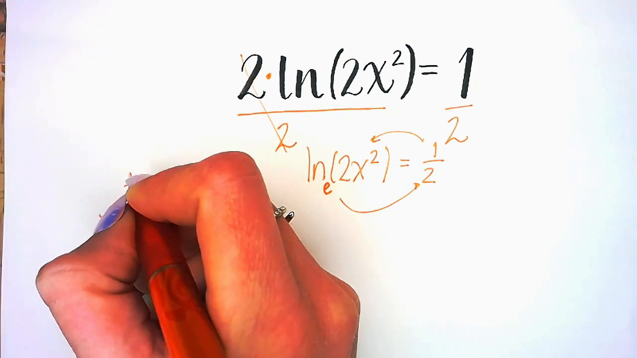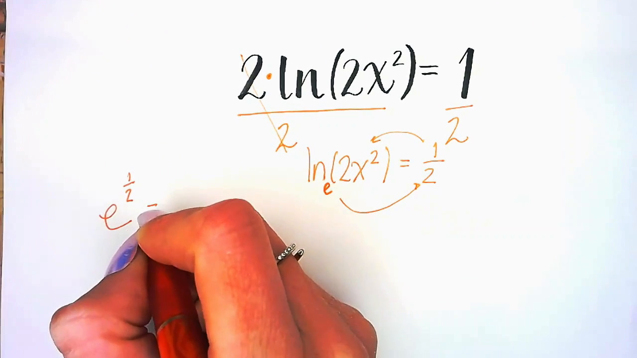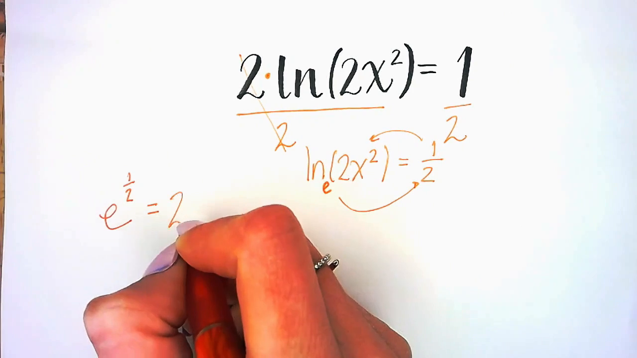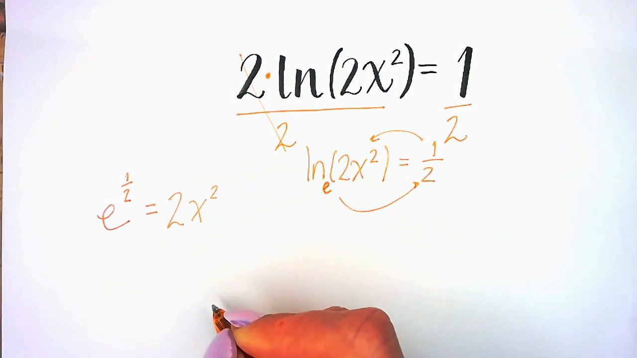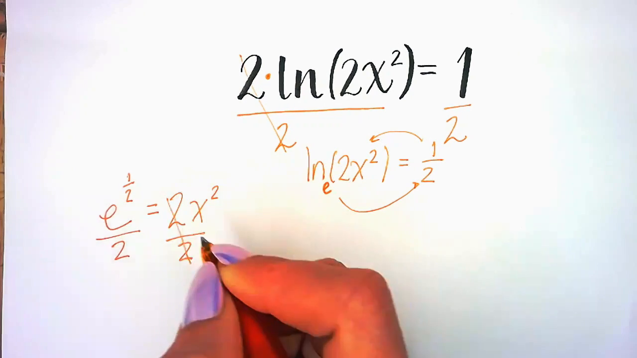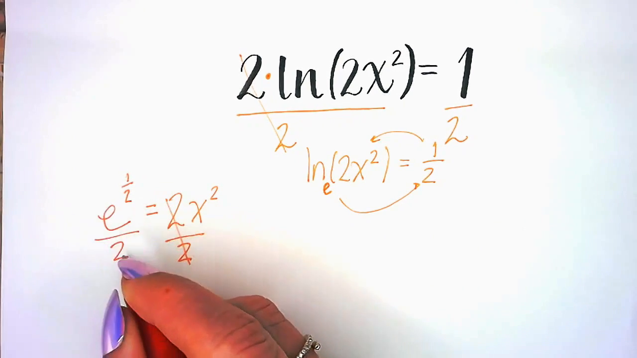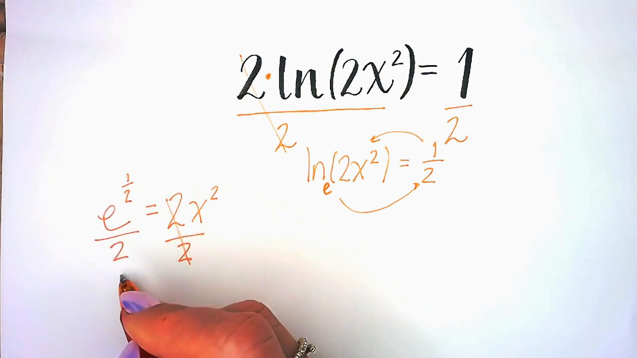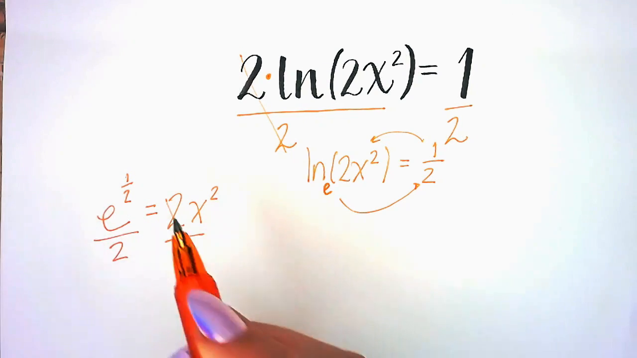E to the 1/2 power equals 2x squared. We can leave this as e to the 1/2 power over 2. We can write it as 1/2 in front. I'm going to leave it like this time.